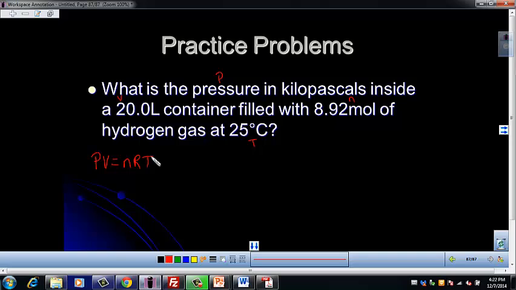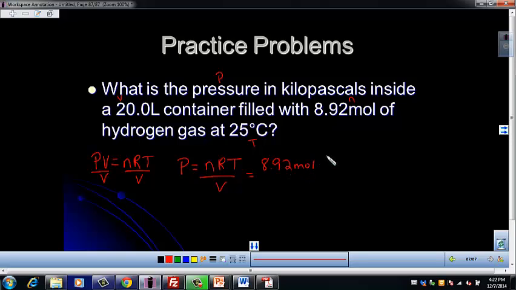Make sure you know where this is on your reference table. Let's rearrange to solve for P. I'm going to divide both sides by V. So we have P equals nRT over V. We've got everything labeled now, so we can just plug our numbers right into the equation. 8.92 moles.